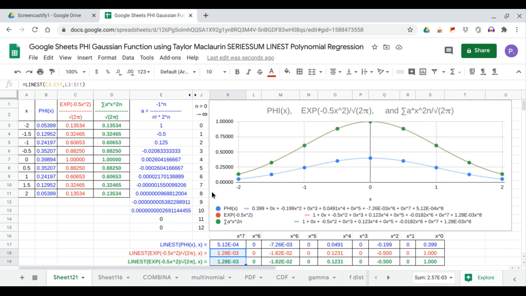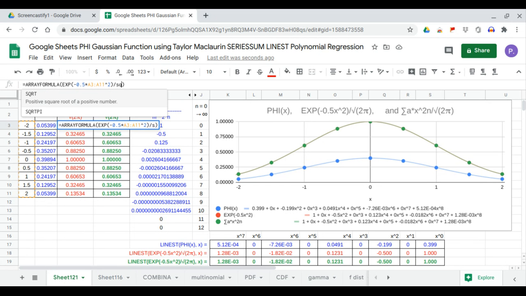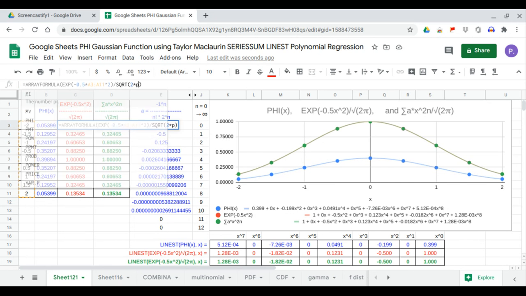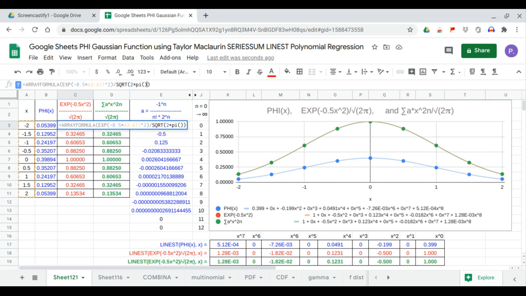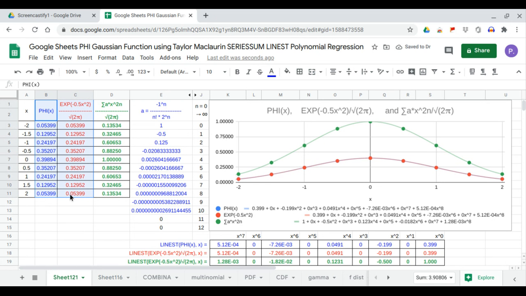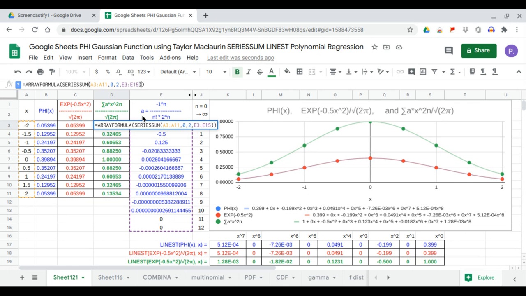Now that we have calculated the regression coefficients, we can go back to these two. We factor in square root of 2 pi. So that's divided by square root of 2 times pi. Enter. So these values are now equal. Then we also change this by factoring in square root of 2 pi. So divided by square root of 2 times pi.